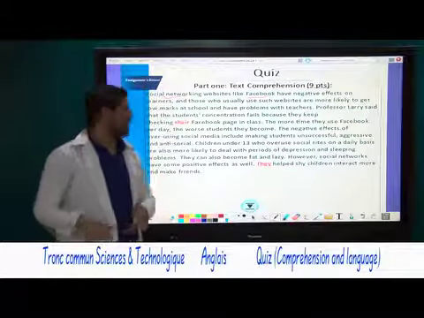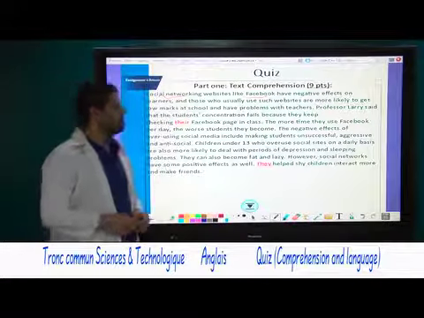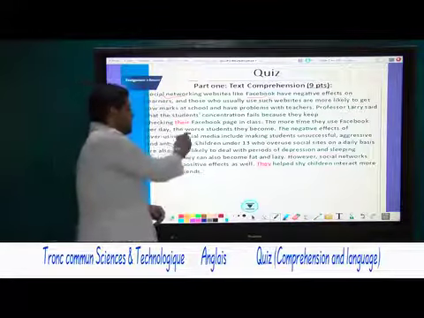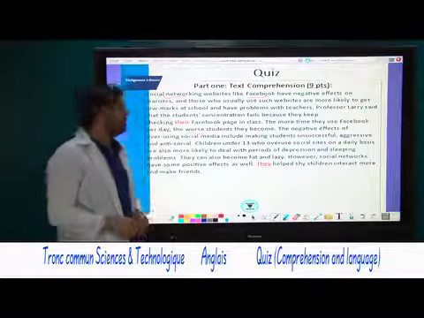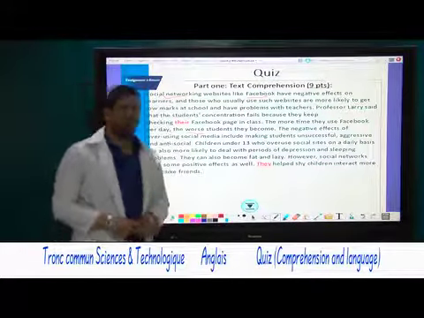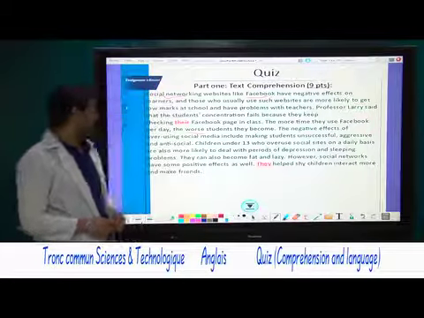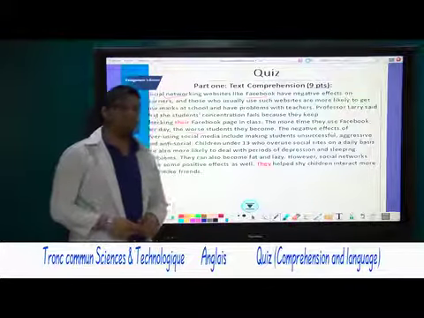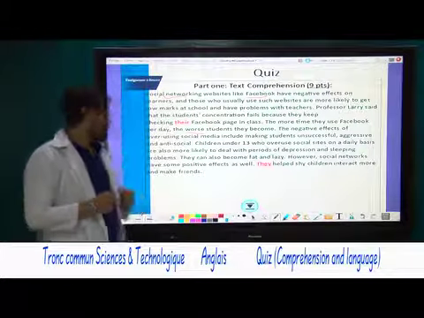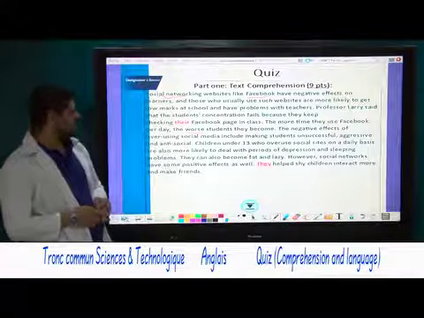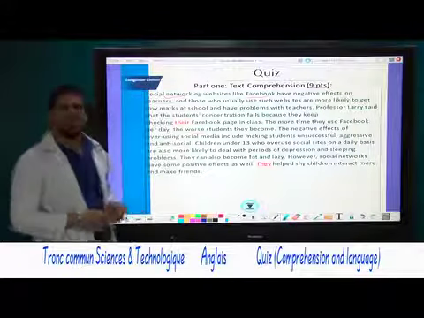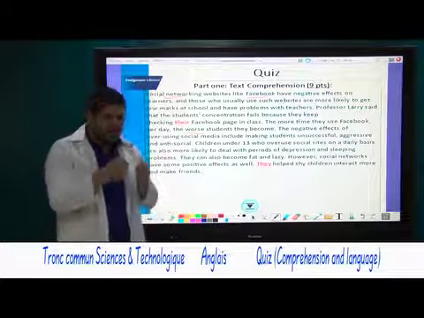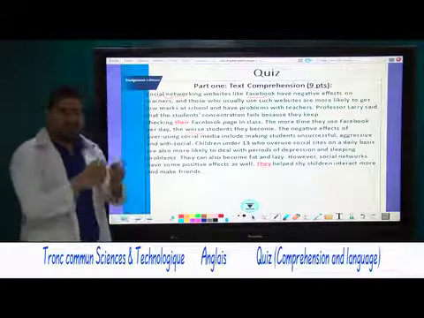Students use Facebook in class. Too bad. The more time they use Facebook per day, pay attention to this, the worse students they become. The negative effects of overusing social media include making students unsuccessful, aggressive, and anti-social, you see, so they can't really communicate well because they are all the time stuck with their telephones, etc.